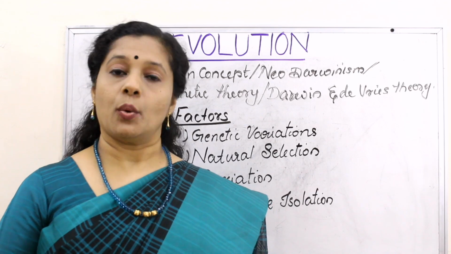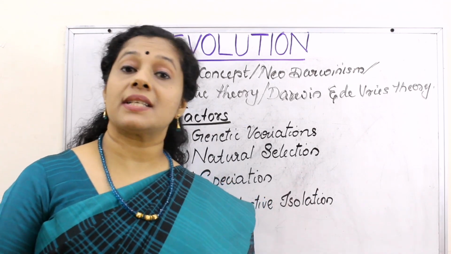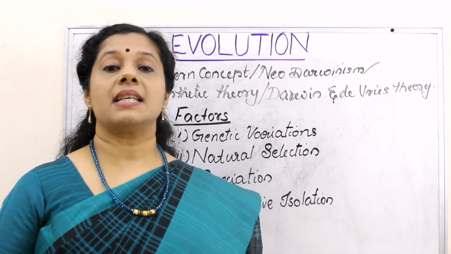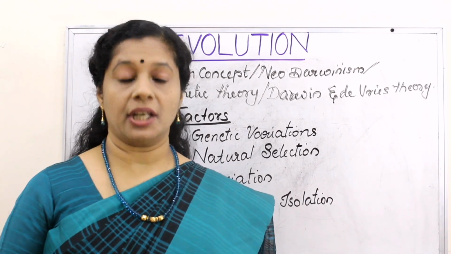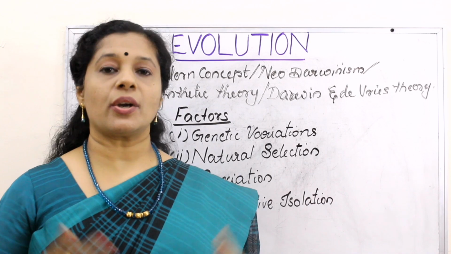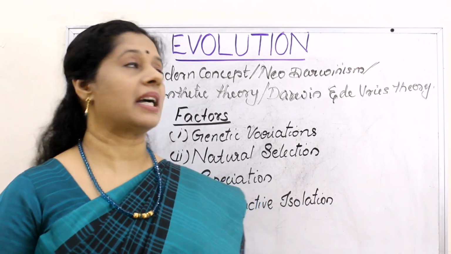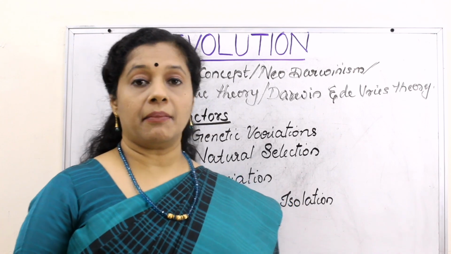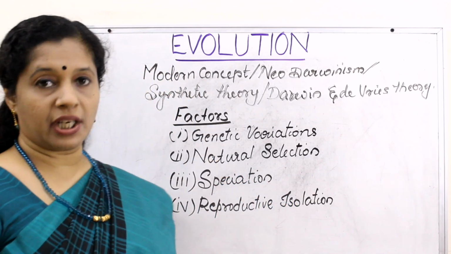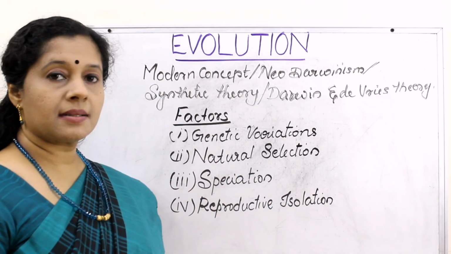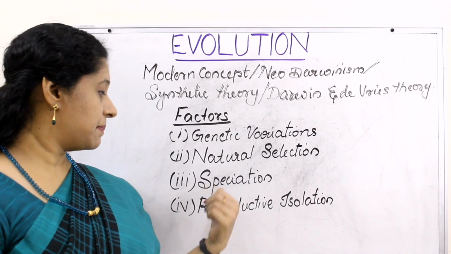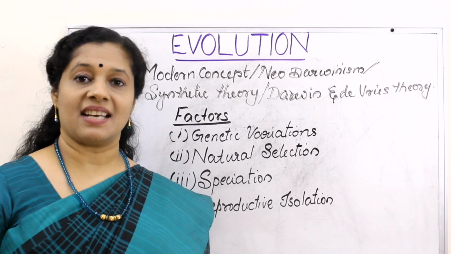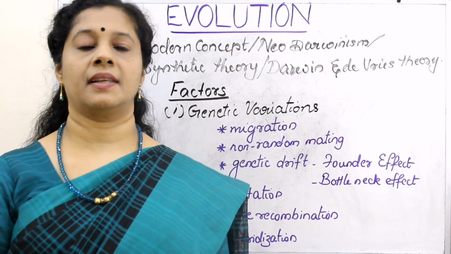of evolution. We know, according to Darwin, natural selection is the driving force of evolution, whereas according to de Vries, a single large mutation like saltation can lead to evolution. So a combination of these two emerged as Neo-Darwinism. According to this theory, the main factors affecting evolution are genetic variations, natural selection, speciation, and reproductive isolation. We will discuss all these one by one.